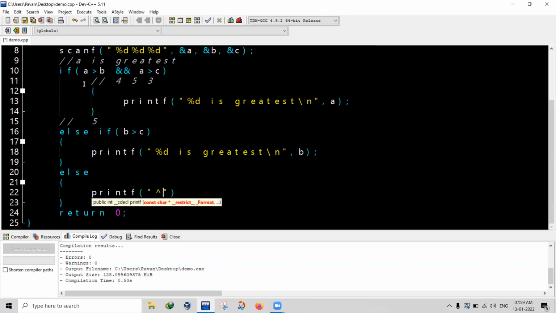Printf percentage D is greatest. Yeah, that's how you have to split the problem. Percentage D is greatest, and the answer is C. This completes the program.